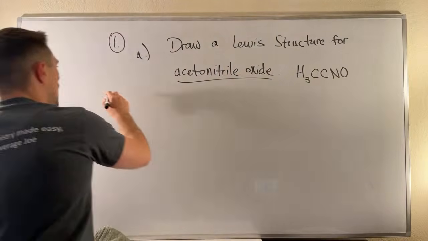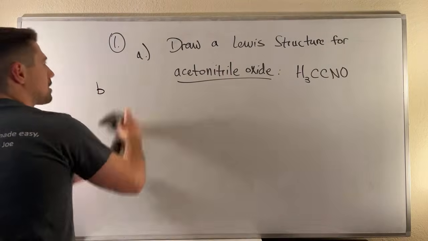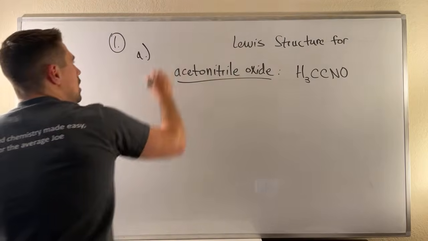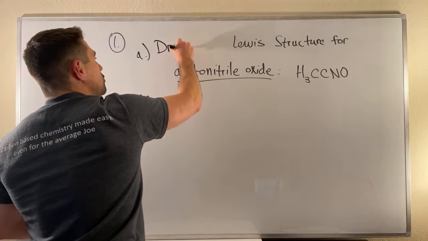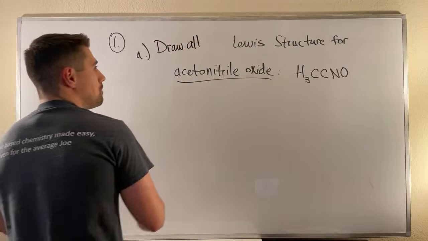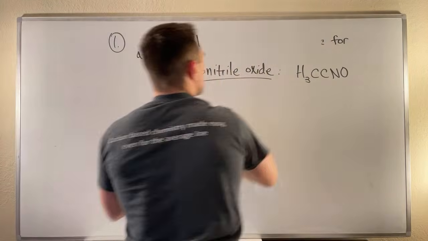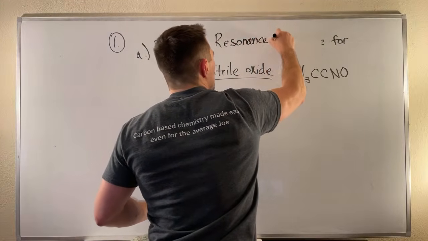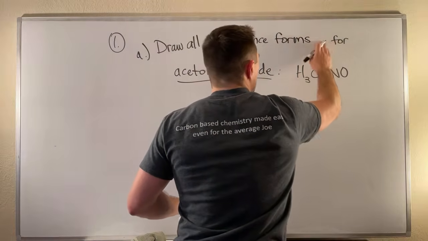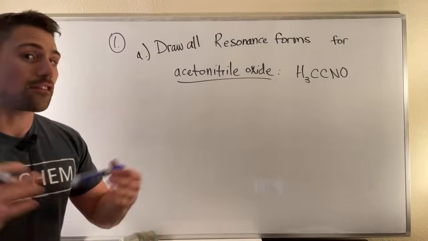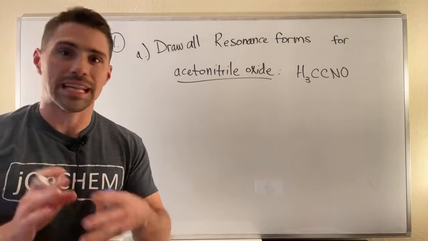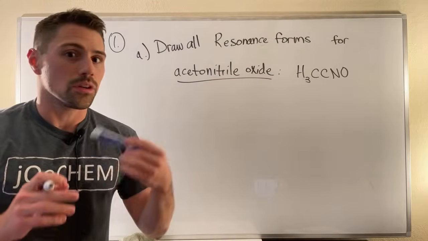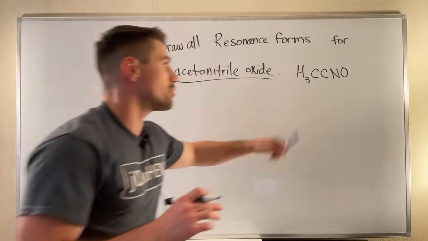Draw a Lewis structure. And then, actually, hold on, I'm going to amend that. Sorry about that. It's been a while since I've done these. What I meant to say was draw all resonance forms, which is really saying, draw a Lewis dot structure, and then from there, draw the various resonance structures that can exist for acetonitrile oxide.